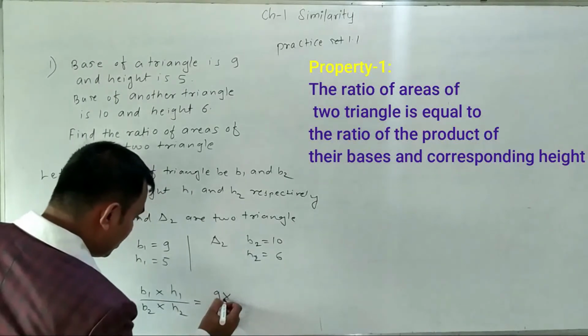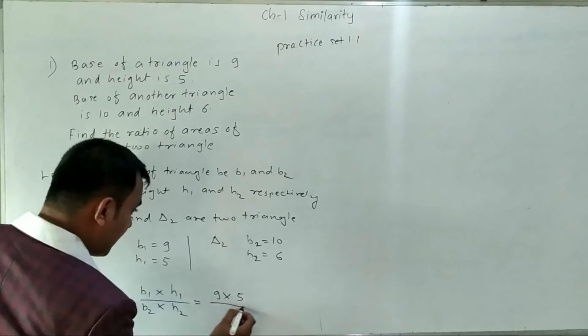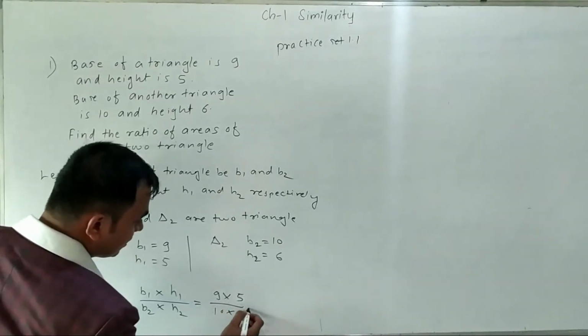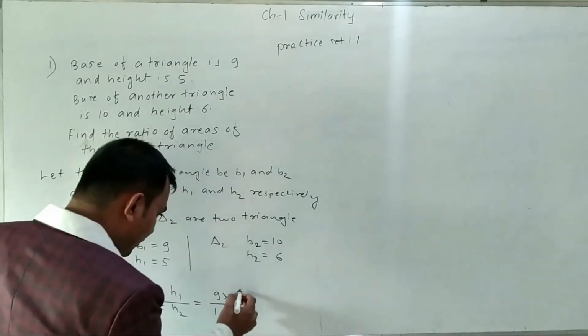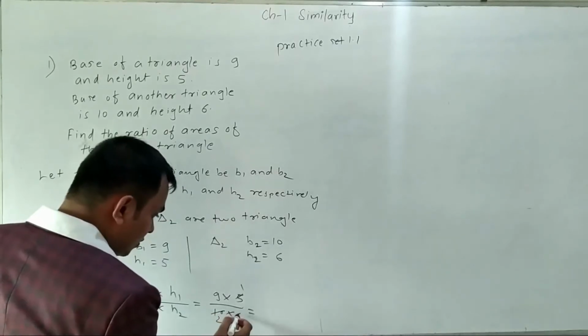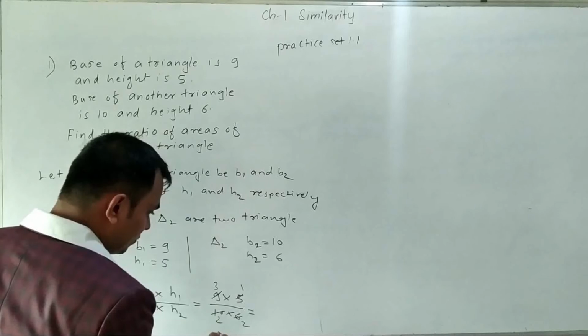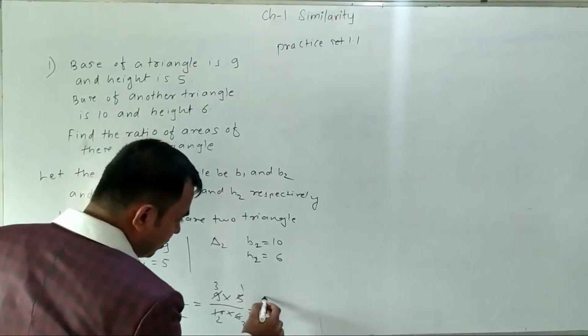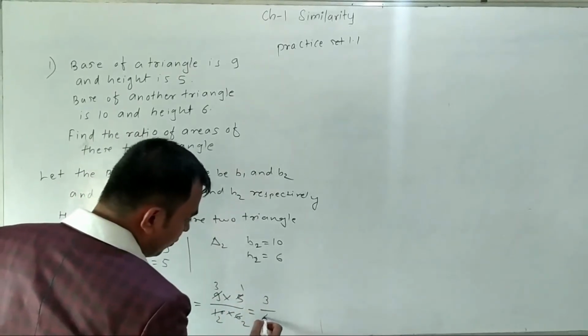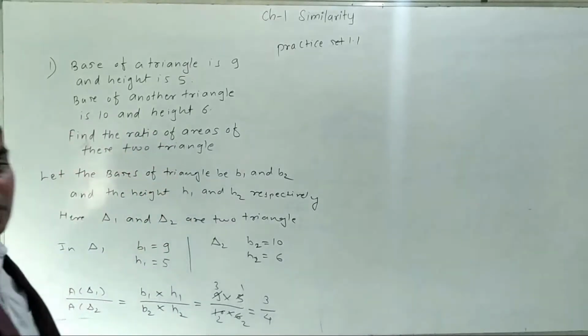9 into 5 upon 10 into 6. So divide it. 5 1 the 5, 5 2 the 10, 3 2 the 6, 3 3 the 9. What remains? 3 1 the 3, 2 the 4. What remains? 3 upon 4 remains.